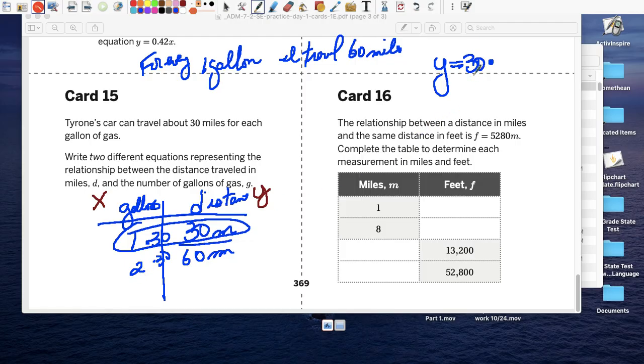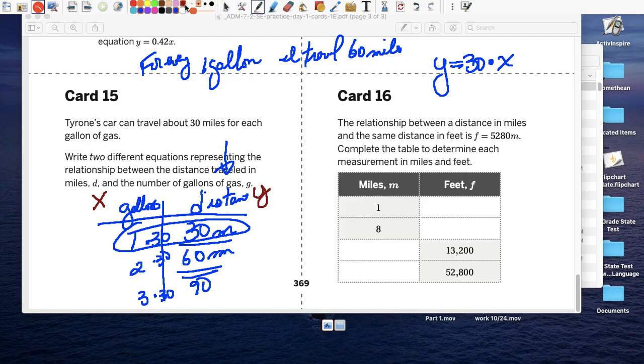So I'm multiplying all the x values by 30. So it's y equals 30x, which makes sense, right? To get these numbers here, let me put another one, 3 times 30 is 90. So to get the y column, I multiply 30 times the x values.